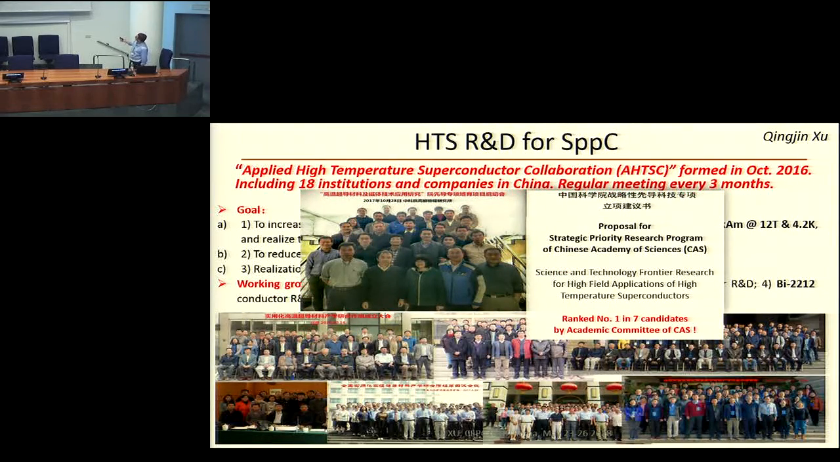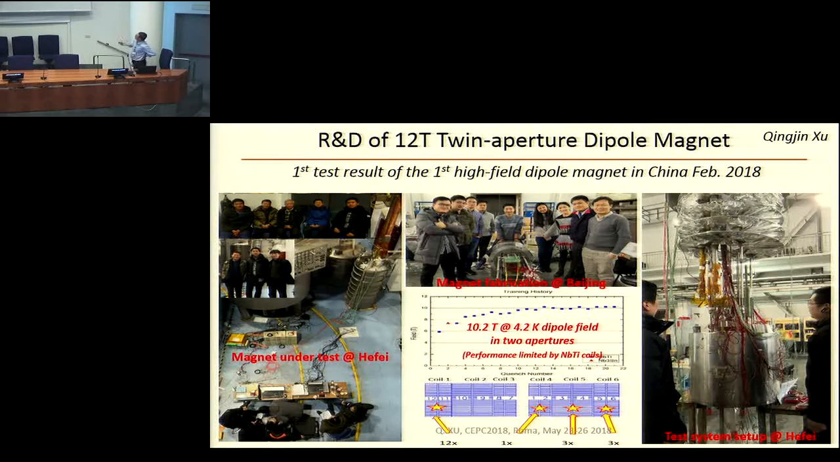So the proposal for the strategic priority research program of the Chinese Academy of Sciences has already been proposed. So now it's ranked number 1 in 7 candidates by the academic committee of the Chinese Academy of Sciences.